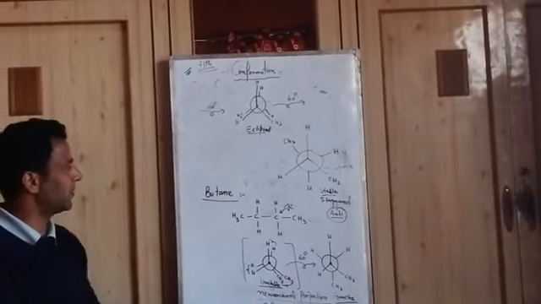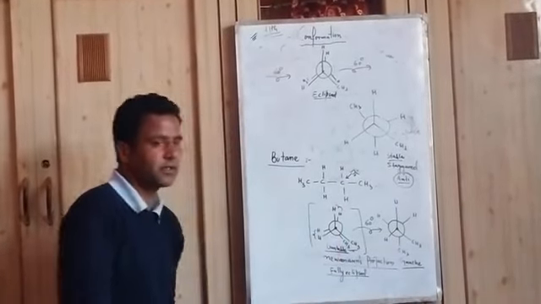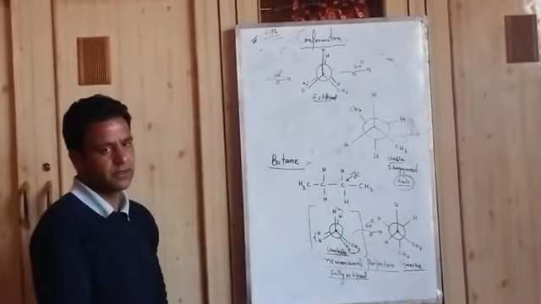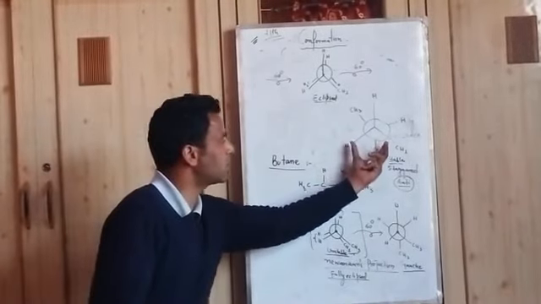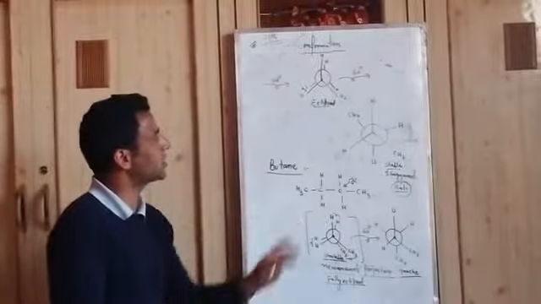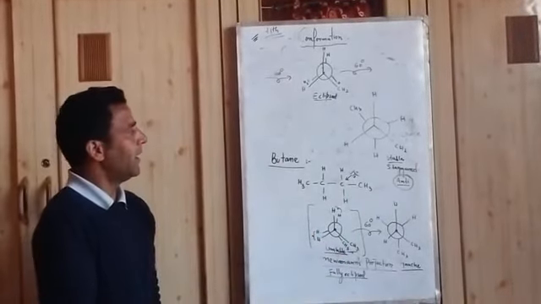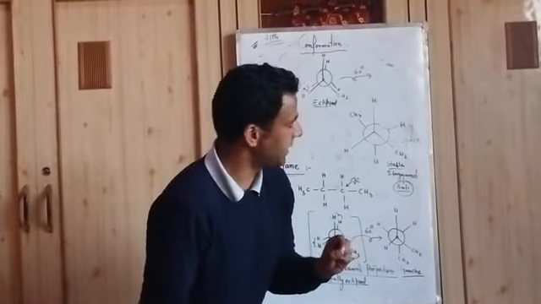Now what happens in this conformation? If a compound is unstable in this structure, why is this formed? If a compound is stable in this structure, why does it not remain only in this structure? Why does it change to this? Why does it change to this? Why does it change to this? This can be explained like this.